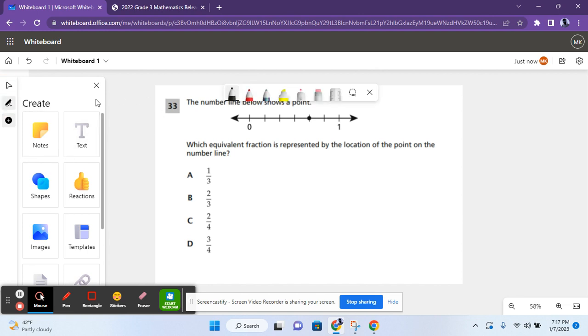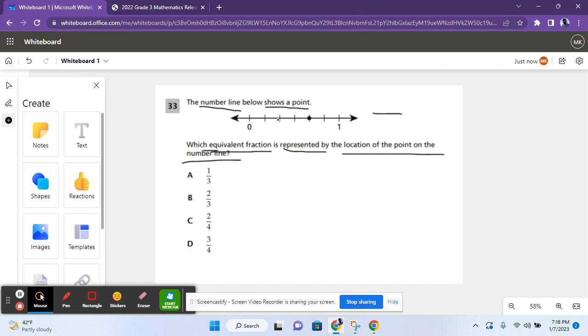So for question 33, it says the number line below shows a point. Which equivalent fraction is represented by the location of the point on the number line? So you need to find how many parts there are, and how many parts this point is representing.